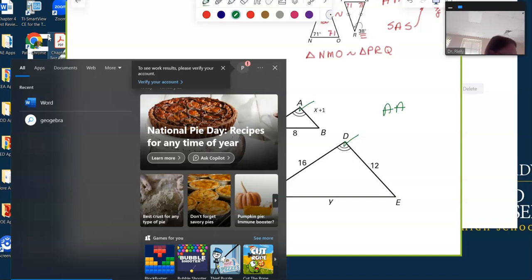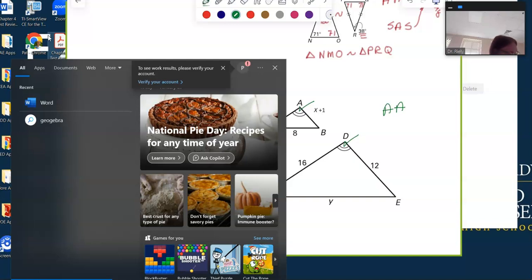Since they started with A, I'm going to start the second triangle with D. Since they followed with B, I'm going to go to E, and then I'm going to come around to F. Okay, so they're trying to do our proportions with us. So AB goes with DE, and EF goes with BC, and CA goes with FD.